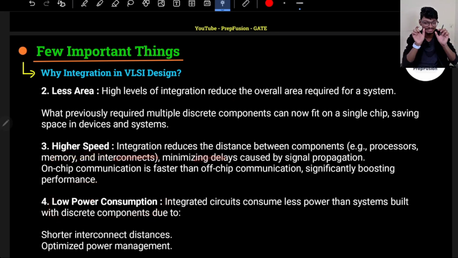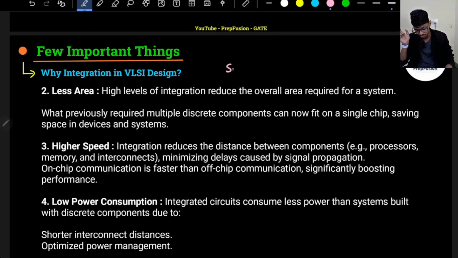Integration reduces the distance between the components, right? The length has reduced, so the distance between the components has reduced. The physical length has reduced, physical distance has reduced. Speed equals distance by time. Sorry, speed is equal to distance by time. Now my speed is the same, like the electron flowing speed is the same.